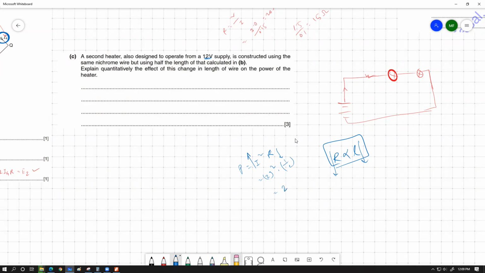So what I'm trying to show you over here is that the total effect of using half the length would be that the resistance will become half, but the current will become double, and because there is a square on top of the current variable, altogether the power would simply become doubled.